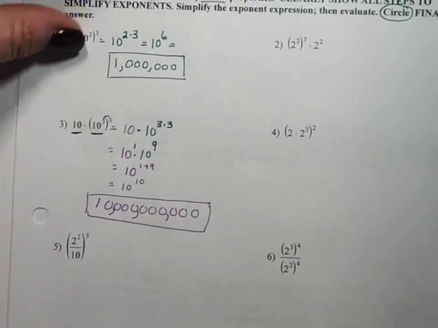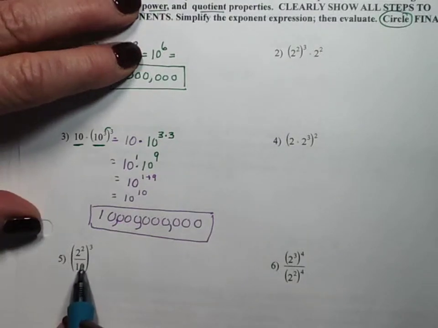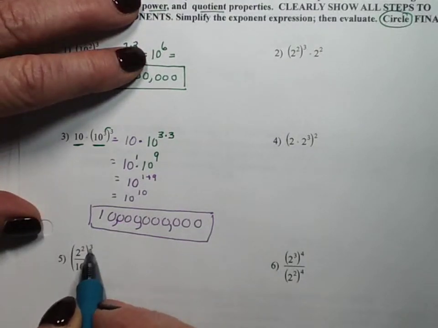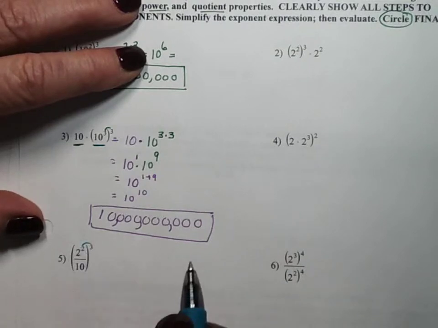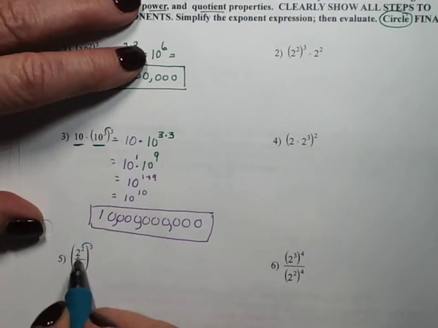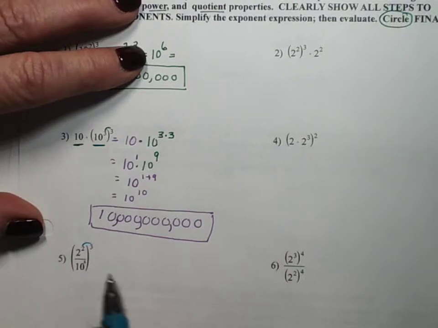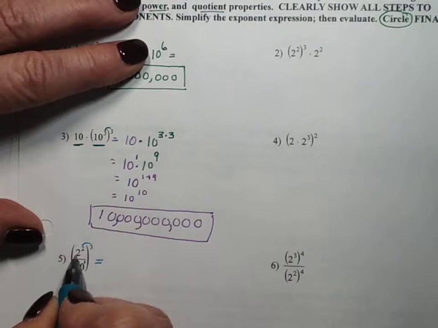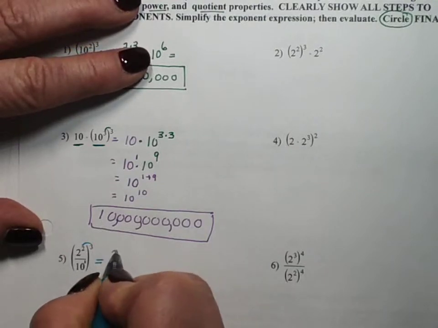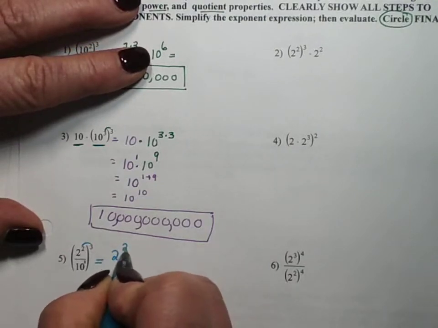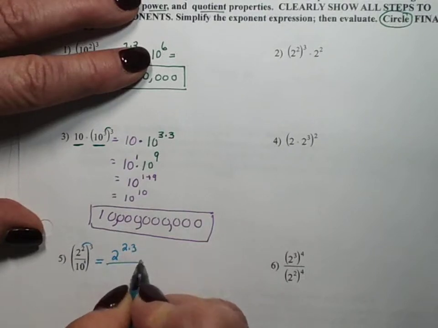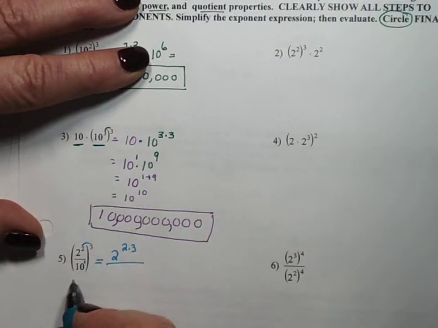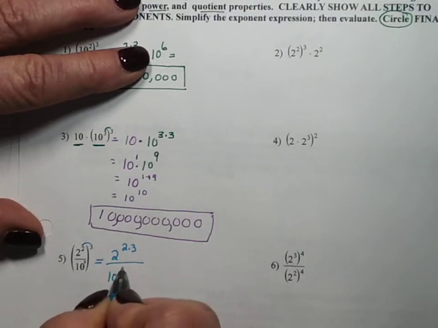Number 5. Okay, so now we have to distribute this 3 with both the 2 and the implied 1. So for the numerator, it's going to be 2 times 3. And for the denominator, it's going to be 10, 1 times 3.